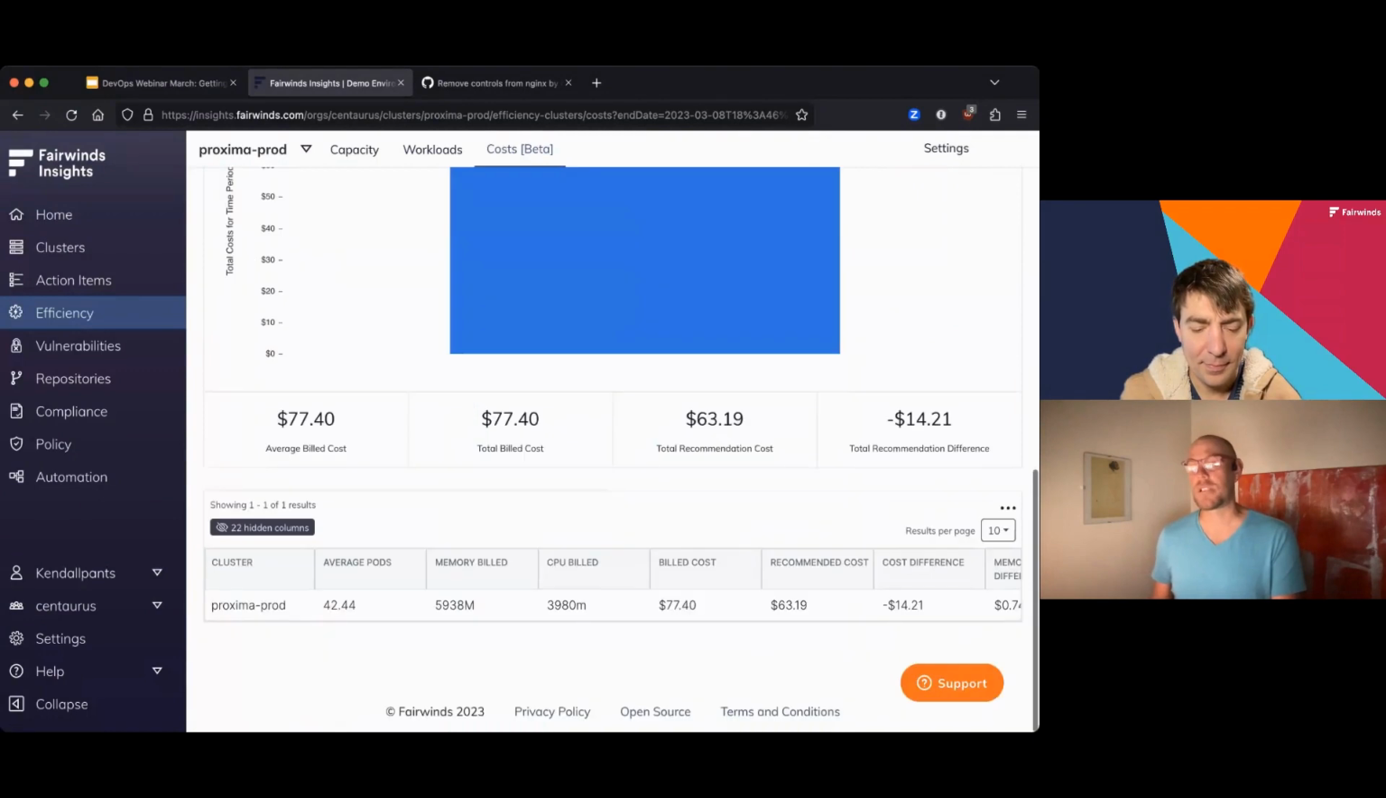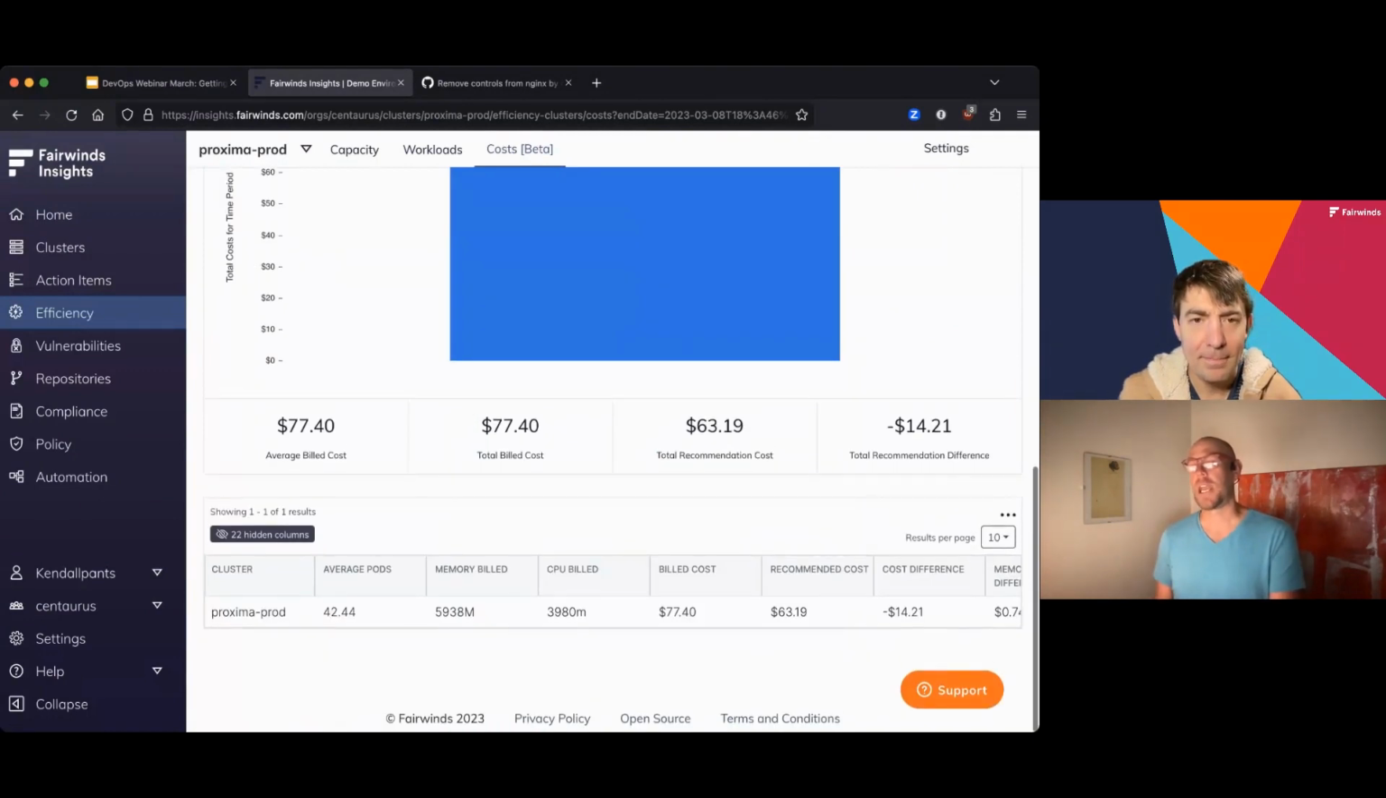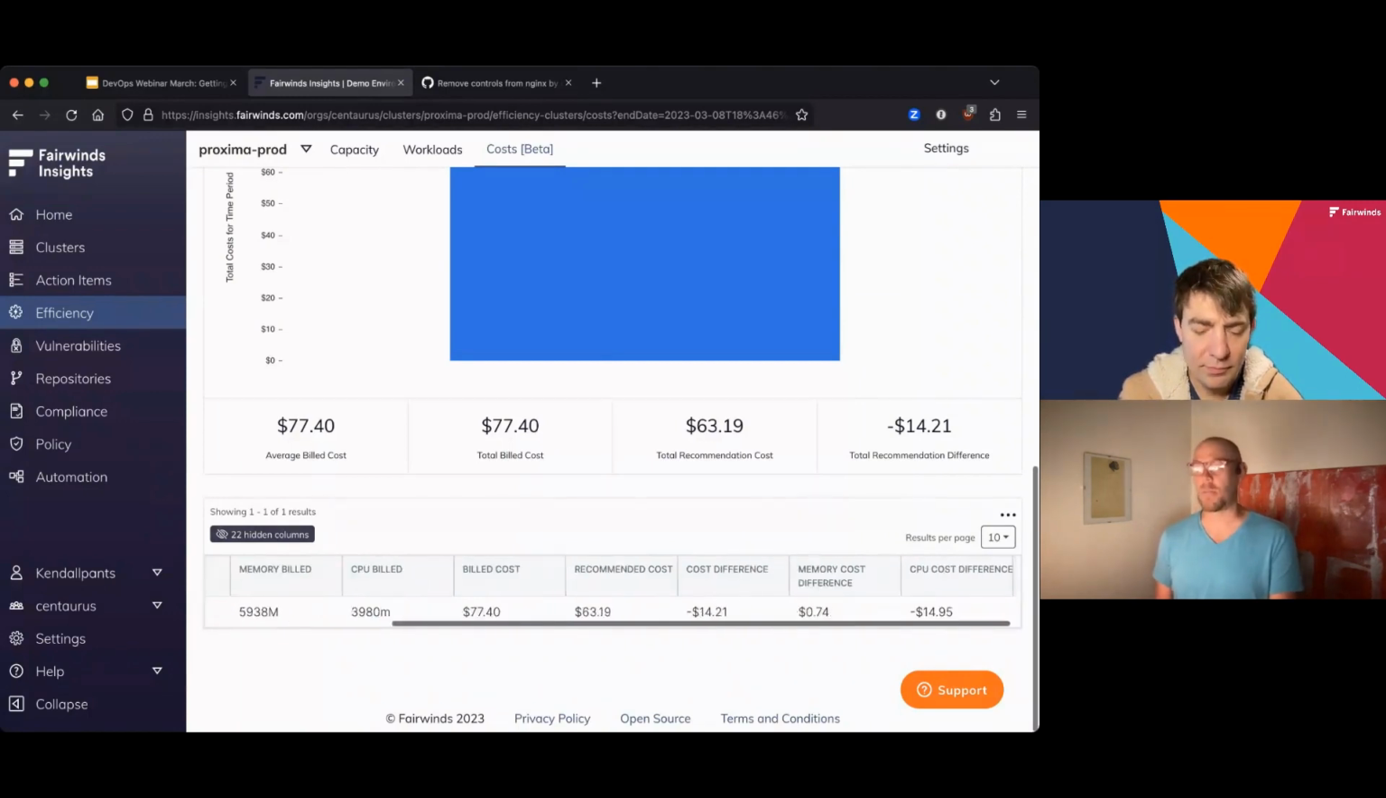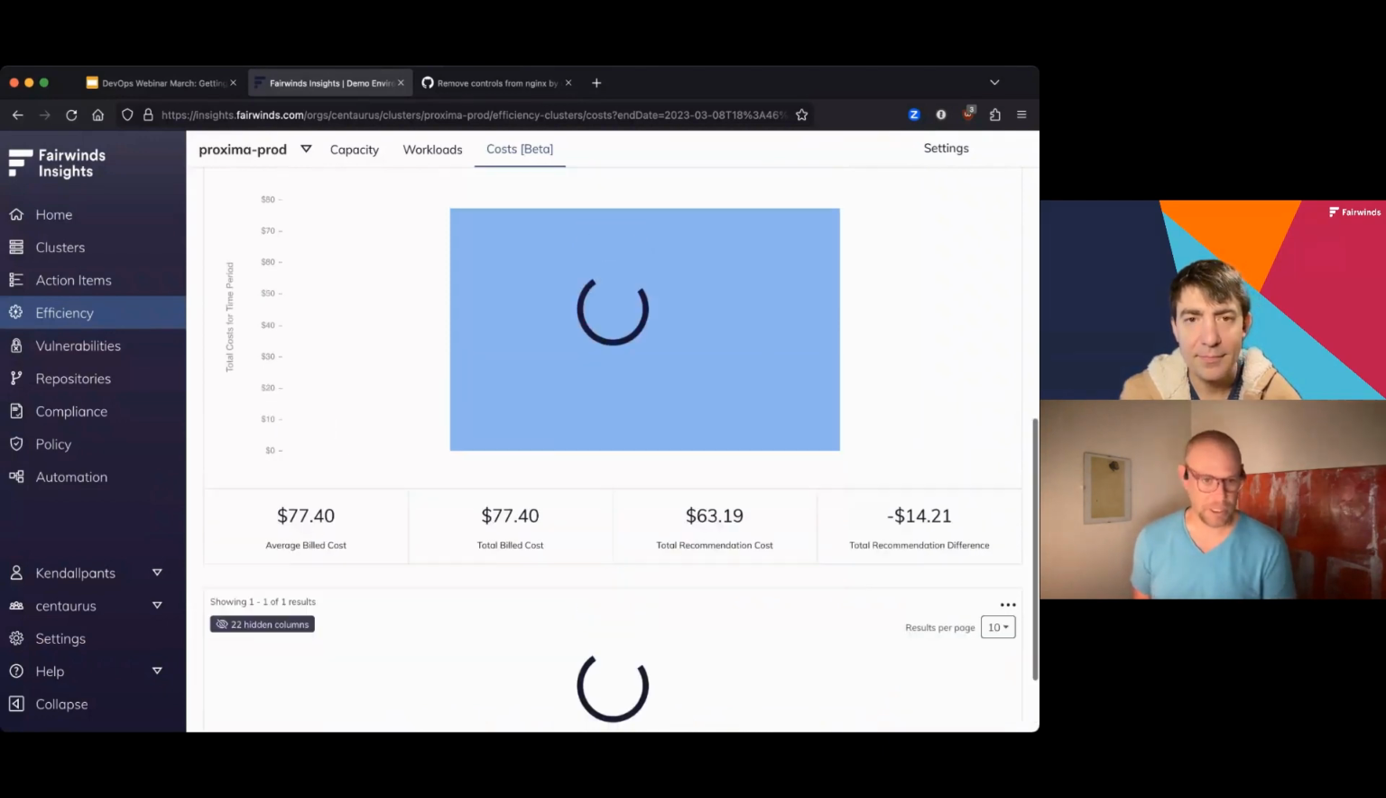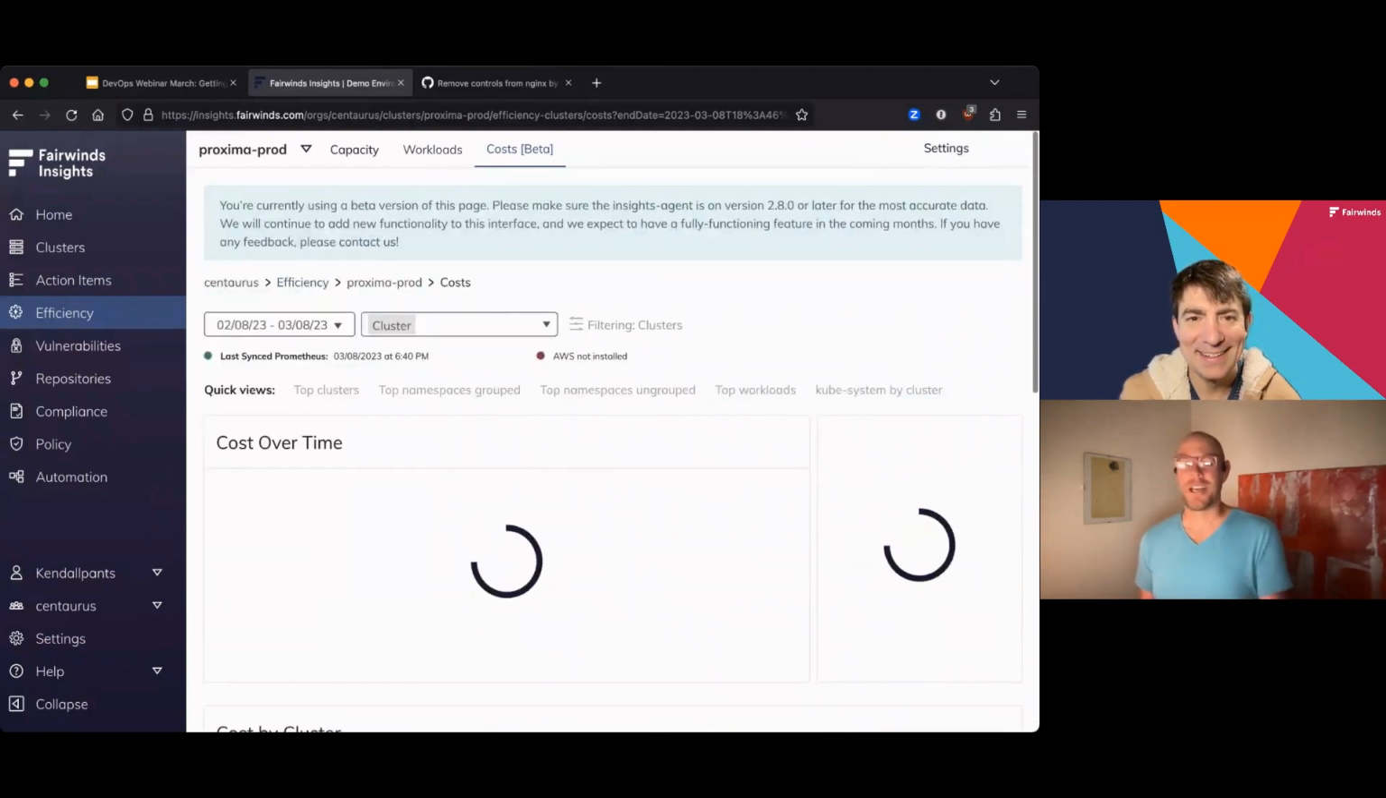There's lots of ways to break this down and even see all of our clusters, which one's the most expensive, how many pods are we running, how much did we actually spend. If we took all of our recommendations, how much would we save? On this cluster, we're going to save $14. It's not a big deal. It's a demo cluster. But that's the kind of thing that you're going to get with Insights.